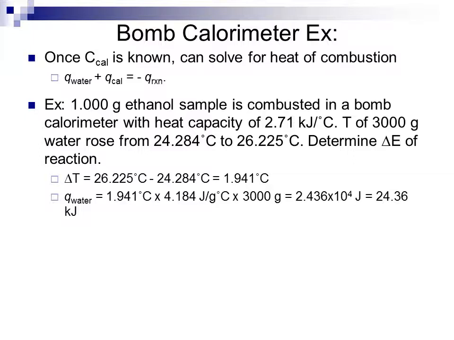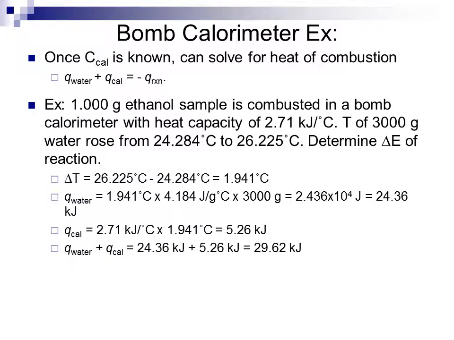The heat of the water is 1.941 degrees Celsius, the change in temperature, times the specific heat capacity of water at 4.184 joules per gram degree Celsius, times the mass of the water, which gives us 2.436 times 10 to the 4 joules, or 24.36 kilojoules. The heat absorbed by the calorimeter is 2.71 kilojoules per degree Celsius, times 1.941 degrees Celsius temperature change, or 5.26 kilojoules overall. So the heat of the water plus the calorimeter is the 24.36 plus the 5.26, or 29.62 kilojoules.